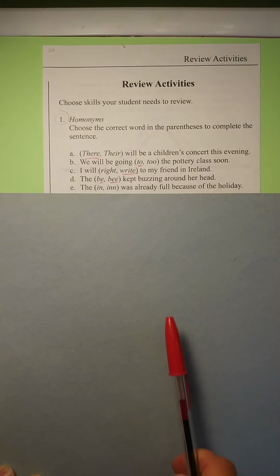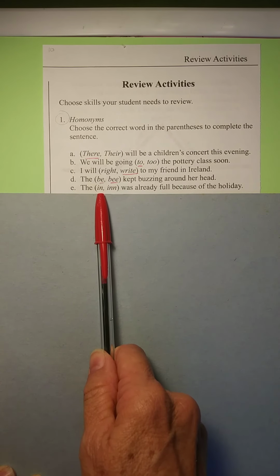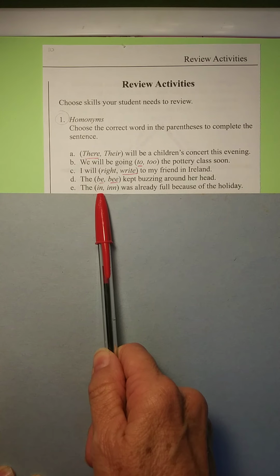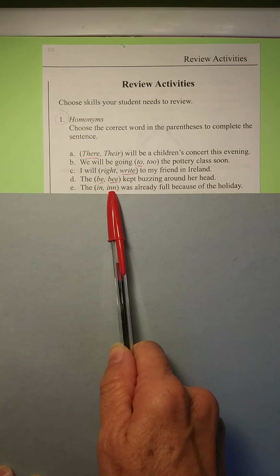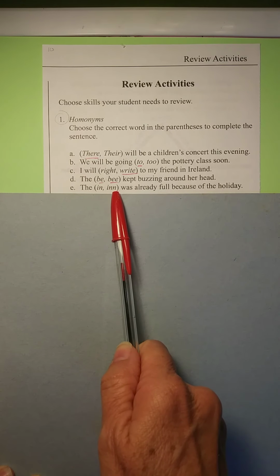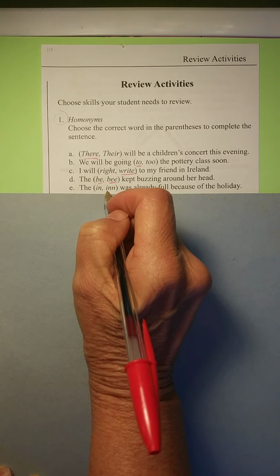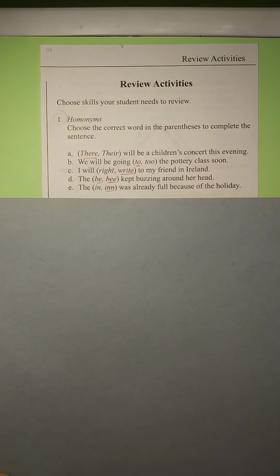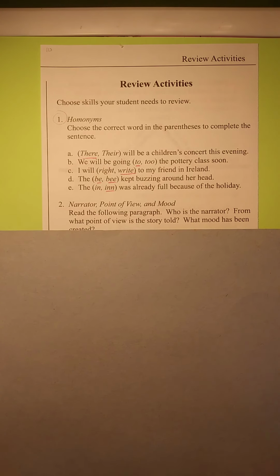E. The inn was already full because of the holiday. Okay, this in is a preposition. It tells you where something is. It's in the box or in the cupboard or in the car. But this inn is like a hotel or a motel where people stay overnight. So this would be the correct answer. This is where people would stay, and it might be full on holidays and special days. Okay, those are homonyms. Now let's talk about narrator and point of view and mood.